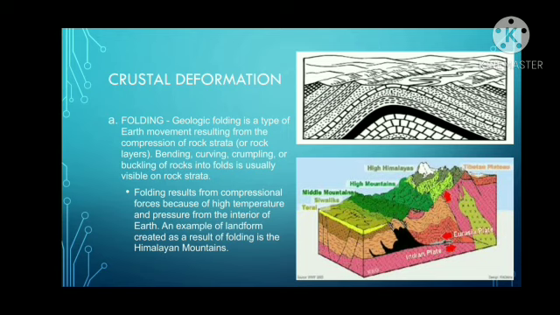An example of a landform created as a result of folding is the Himalayan mountains. The Himalayas are a prime example of how tectonic plate motion can manipulate the Earth in extraordinary ways. These Himalayan mountains were formed by compressional forces. These colliding plates resulted in the formation of the highest mountain range on the planet, the Himalayan mountain range.